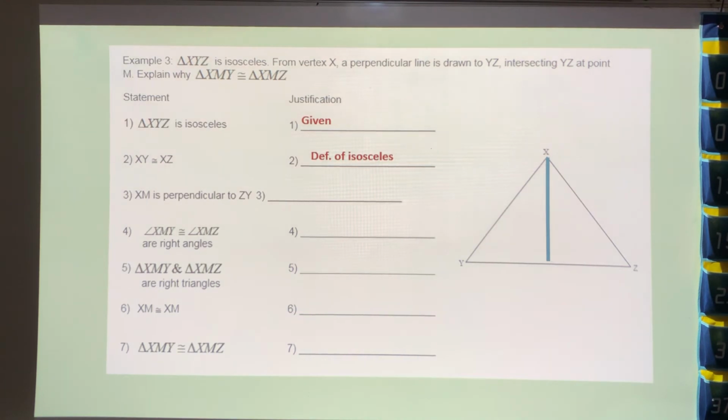Because they tell us the vertex is X, that means that XY and XZ are the legs of the isosceles triangle, and so they would have to be congruent. XM is perpendicular to ZY. That is because it's given in the problem.